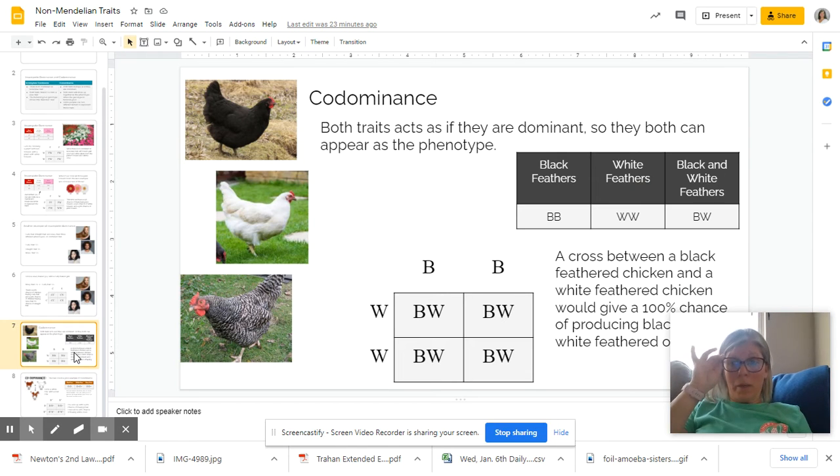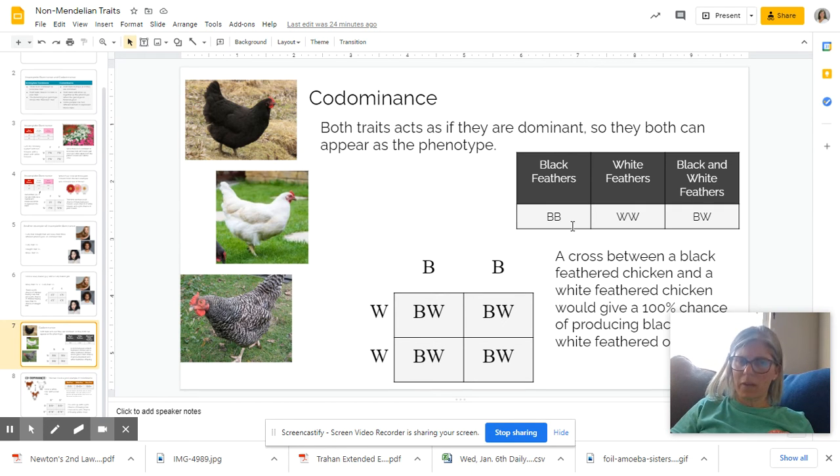Now to jump into codominance, remember with incomplete dominance, like I just showed you, it was all about a blended trait. Codominance is a little bit different. If you look at the chickens here, hopefully you can see right away how codominance is different from incomplete dominance. Incomplete dominance, remember, we got that whole new color. We had red flowers, we had white flowers, we had pink flowers. Now we have two traits that both act as if they're dominant, and so they both appear in the phenotype. So if we have a black feathered chicken and a white feathered chicken, and those two combinations are blended, we can actually get a black and white feathered chicken.